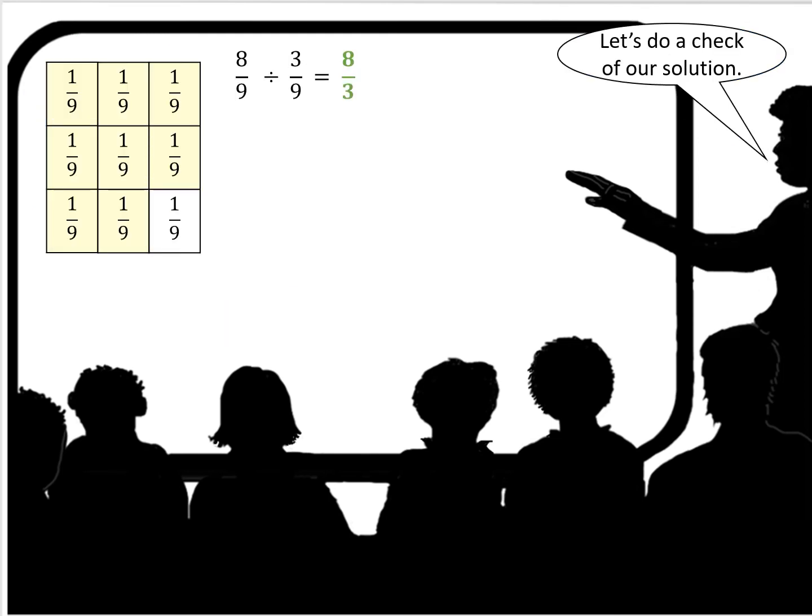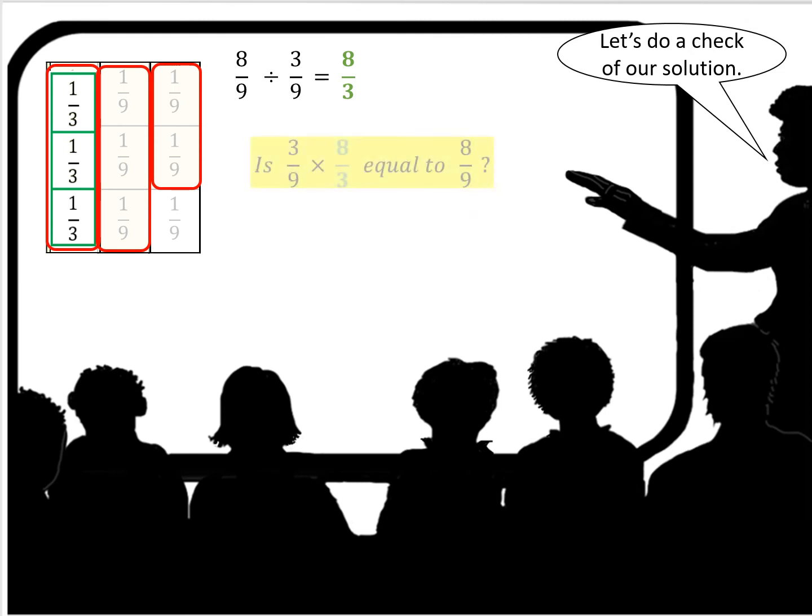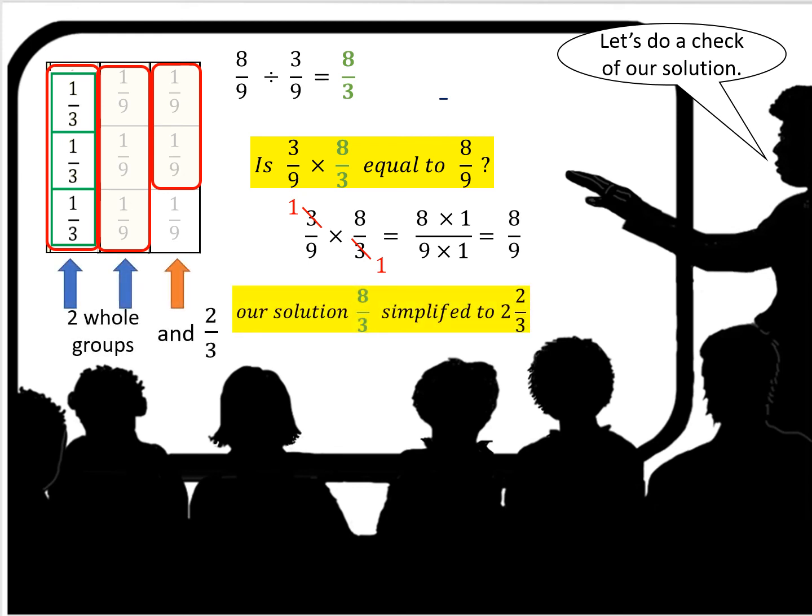Okay, so let's do a check for our solution. 8/9 divided by 3/9 equals 8/3. If I multiply 3/9 times our quotient of 8/3, do I get 8/9? Well, I notice right away that you can factor out 3. So I factor out the 3, then I multiply the numerators, 8 times 1 is 8, and I multiply the denominators, 9 times 1 is 9, and I get 8/9. And 8/9 indeed is our dividend.